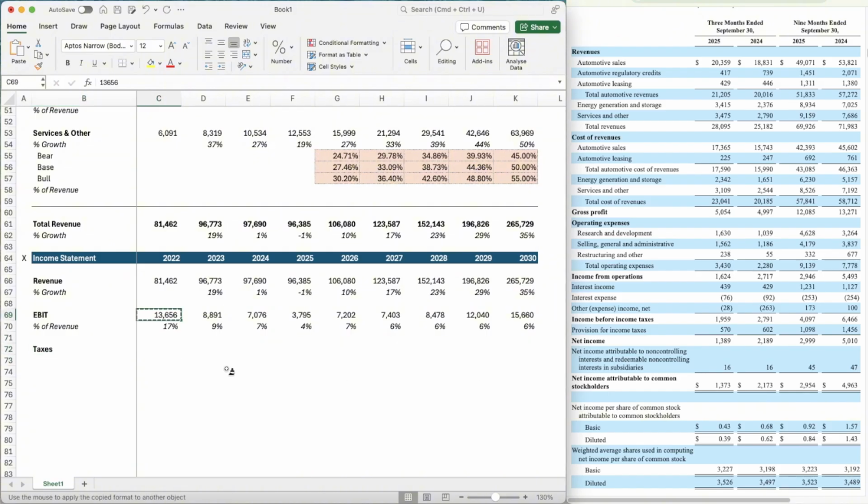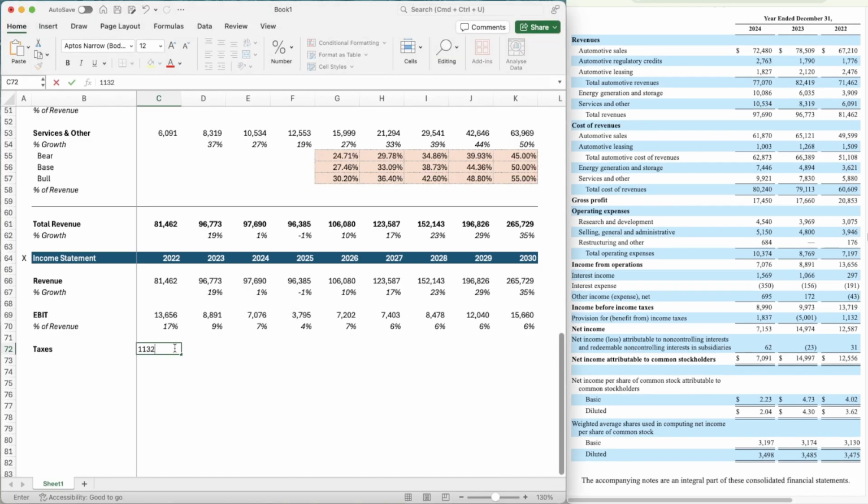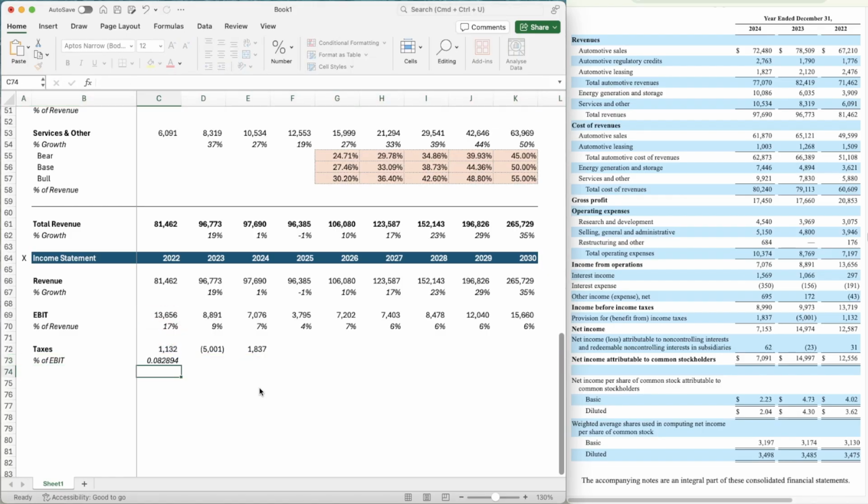So, taxes. Well, 1132, negative 501, negative 501, 1837. We want to know what these are as a percentage of EBIT. So here's about a 25% tax rate. That's probably what we'll use going forward.